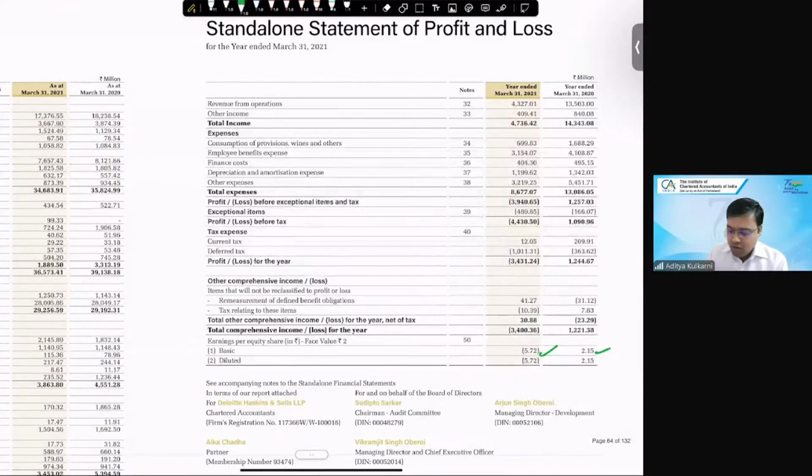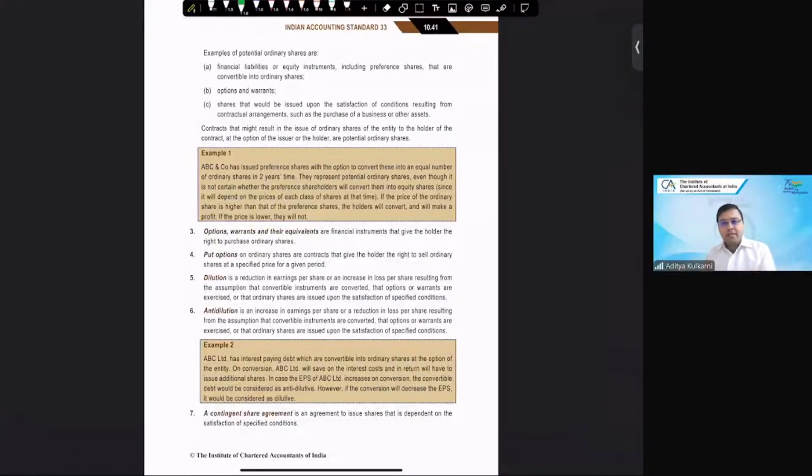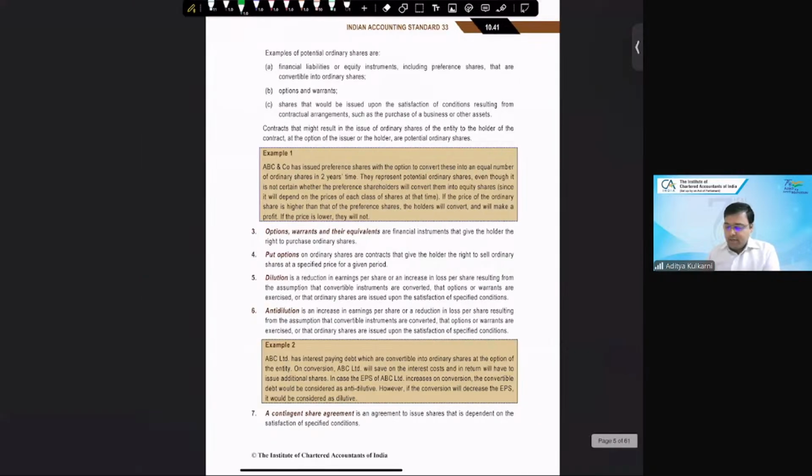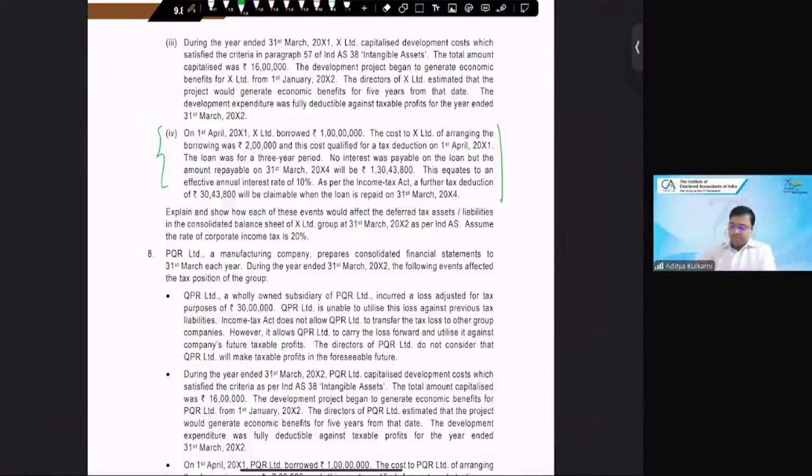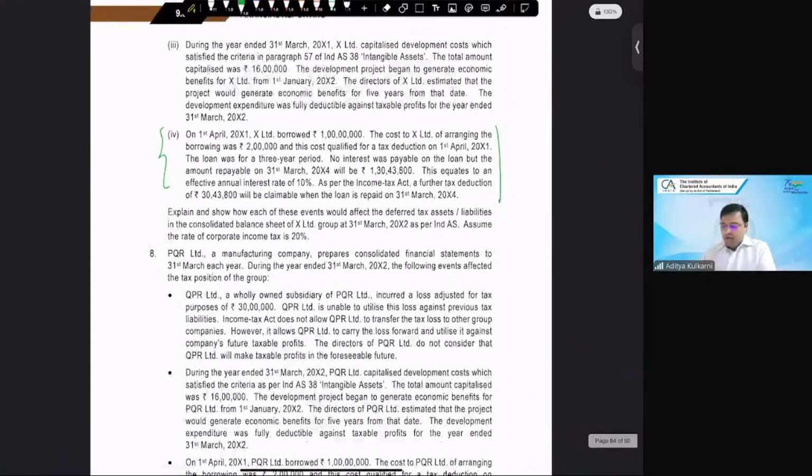Anybody who wants to drop off can drop off, because I am only discussing her query, which is related to Ind AS 12, your income taxes. On 1st April, X Limited borrowed rupees 1 crore. The cost to X Limited of arranging the borrowing was 2 lakhs. So as per Ind AS 109, the loan should be recognized at 98 lakhs. Is it okay?